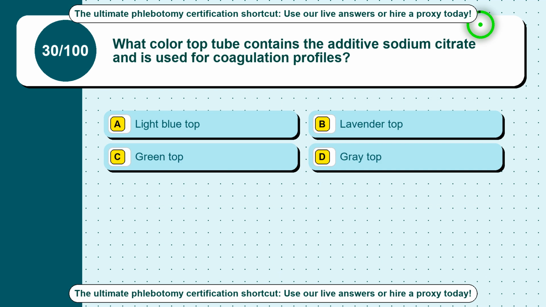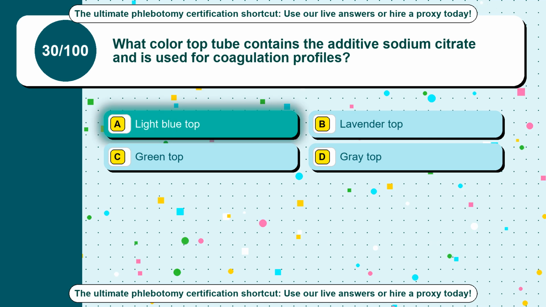Question 30. What color top tube contains the additive sodium citrate and is used for coagulation profiles? Option A, light blue top. Option B, lavender top. Option C, green top. Option D, gray top. The correct answer is option A, light blue top.